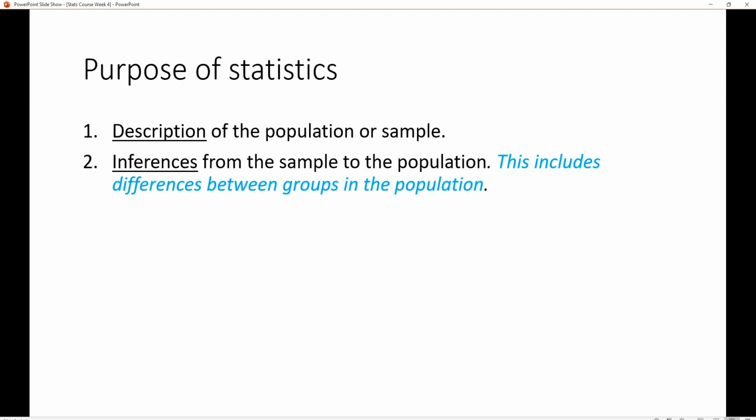Just to review again, the purpose of statistics is first the description of the population or sample, and secondly, inferences from the sample to the population. This includes differences between groups in the population. In the last session we covered sampling distributions, and statistical tests in inferential statistics also use that same sampling distribution. So in the first few sessions we've covered all of the topics that get us to the point where we can now do statistical tests.